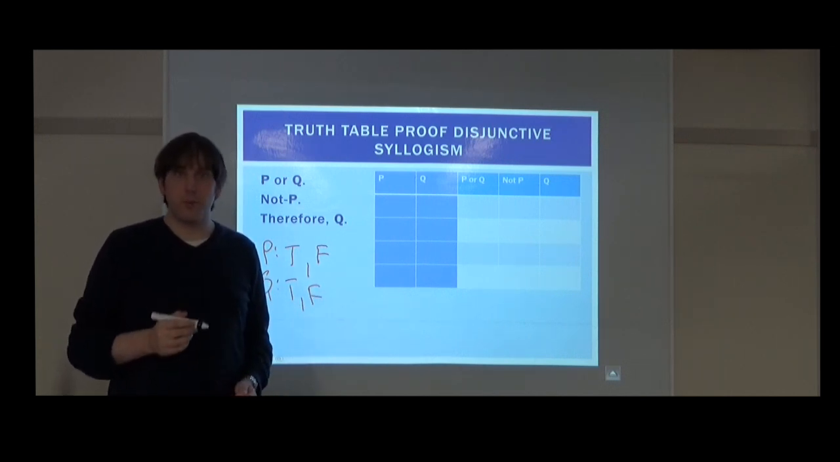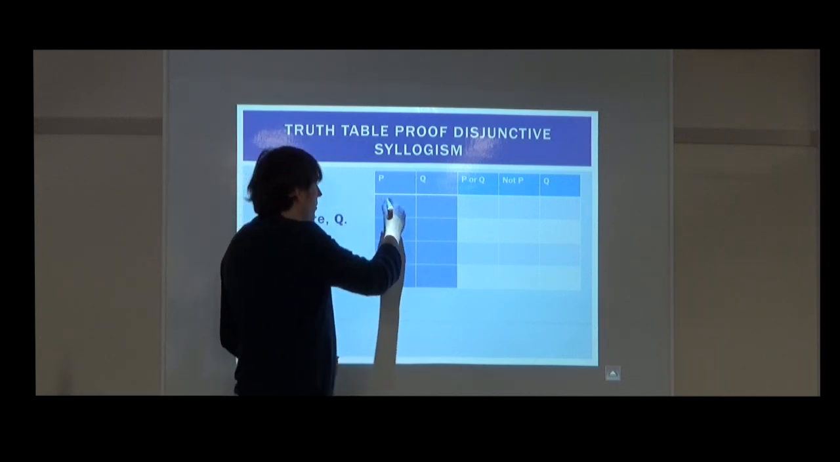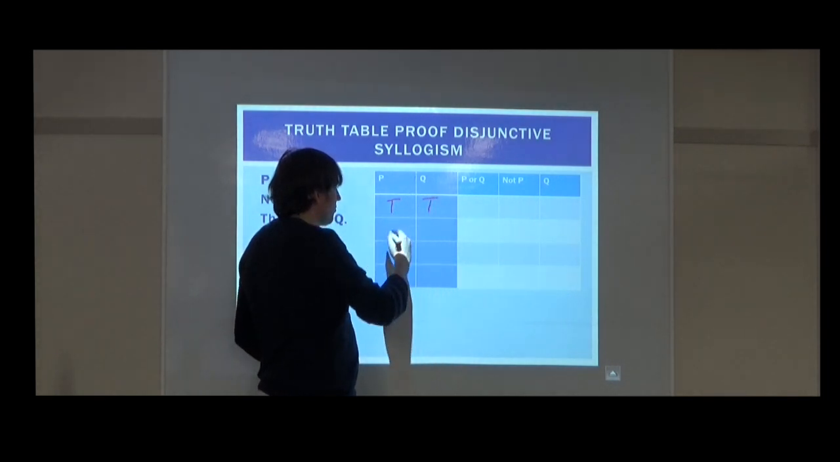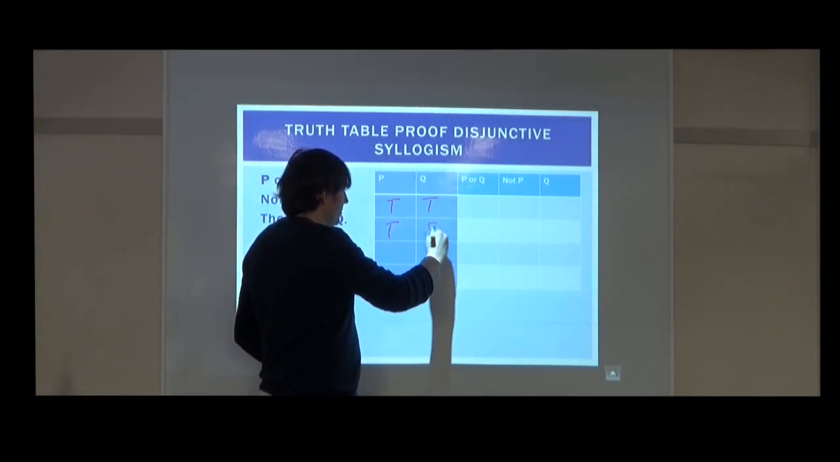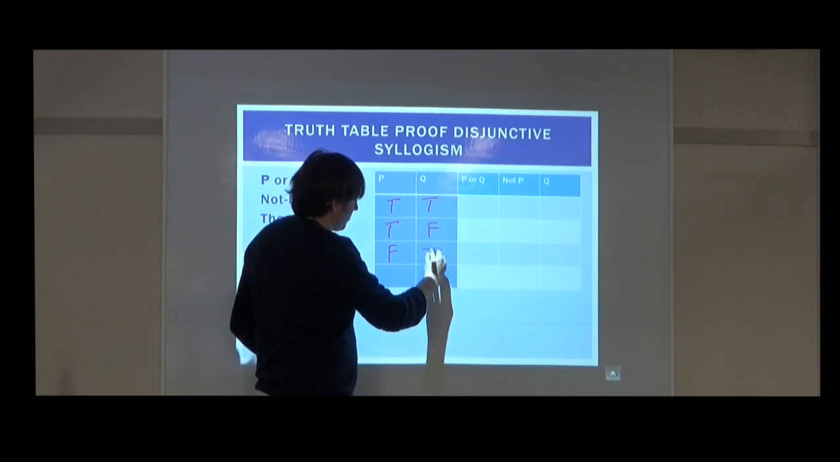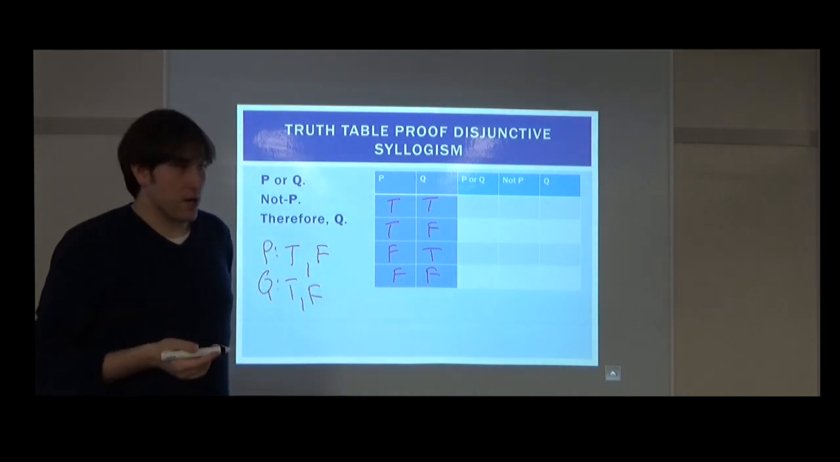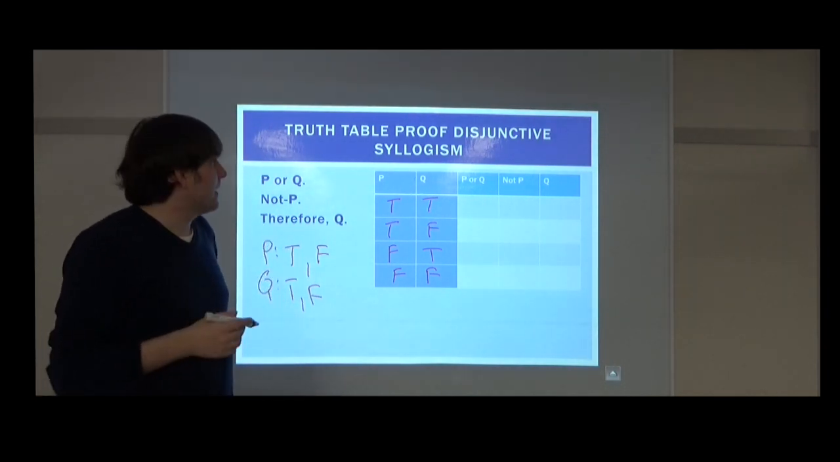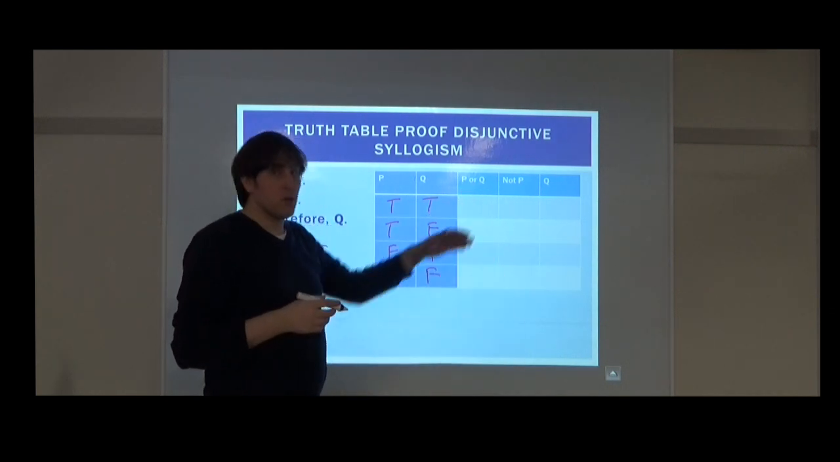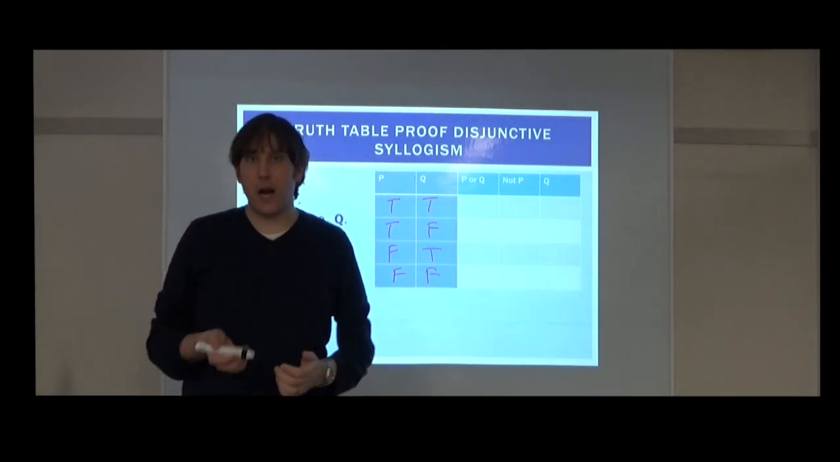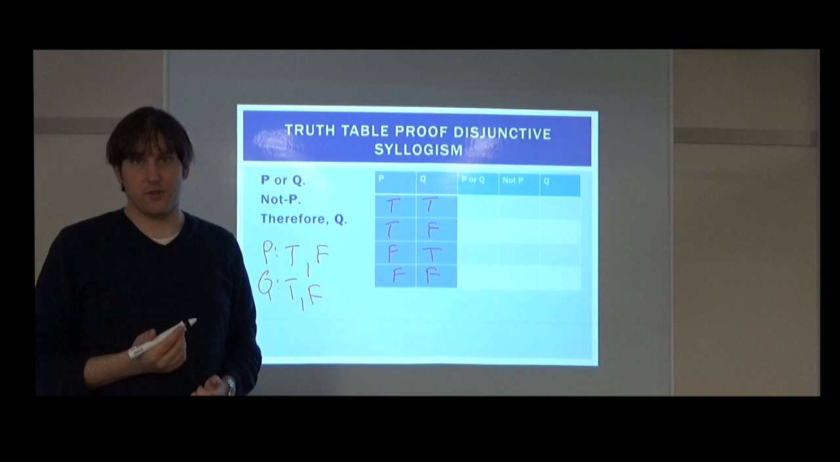So to look at every possibility, we're going to write that P is true and Q is true, P is true, Q is false, P is false, Q is true, and P is false and Q is false. So we're going to look at every possible situation for those two. Now, "or" is true if either side is true or if both sides are true.